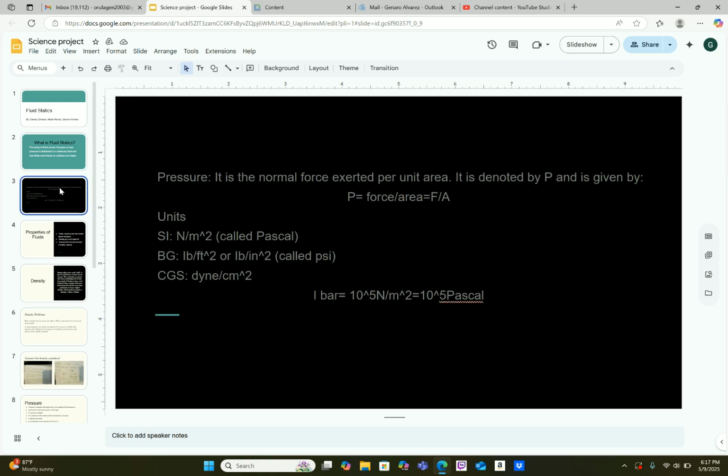Here are other units and equations that we'll be using in this presentation. Pressure is the normal force exerted per unit area. It is denoted by P, which is given by P equals force over area, which equals F over A. This is a key unit of measure and a key equation that we will be using a lot in this presentation, as well as how we write Pascal, what we write as PSI, and so on.